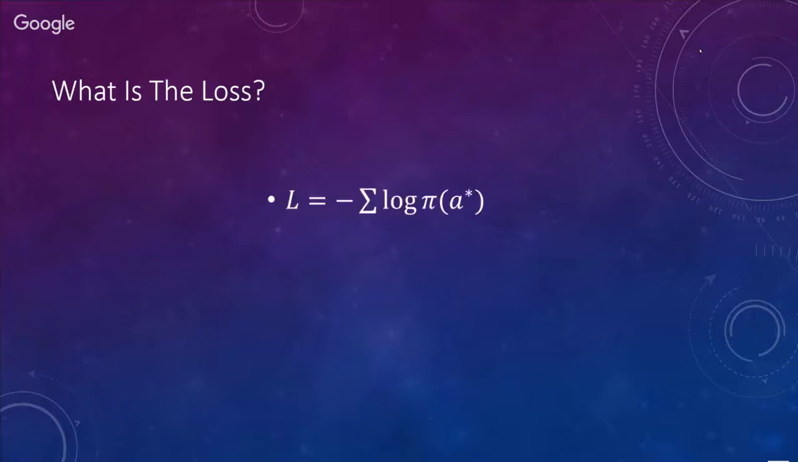In that case, we could just treat it as a supervised learning problem, and this would be a very conventional loss function to use. Just the sum of the negative logs of the probability of A star, where A star is the correct action at every step. So this loss function, when we minimize it, all that is saying is that at every step, we want to maximize the probability that it will choose the correct action. Unfortunately, this isn't the case. Generally, there isn't a single right action, and even if there were, we wouldn't know what it was.